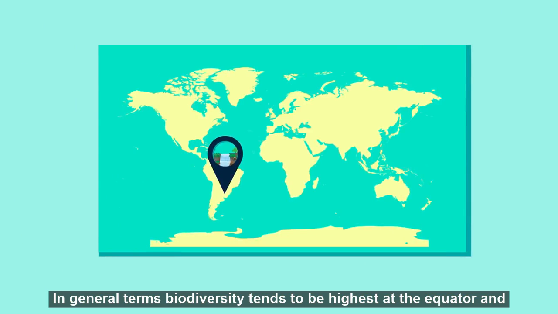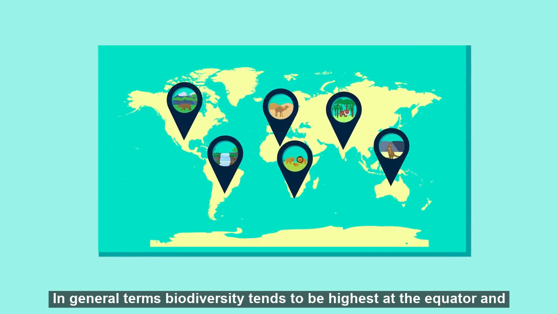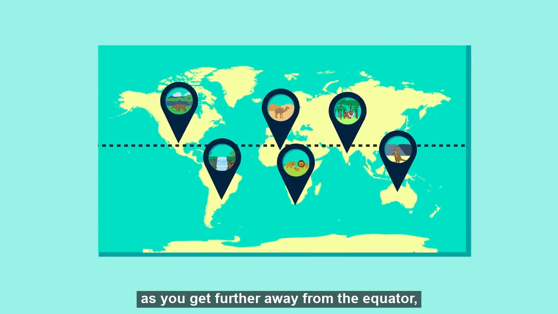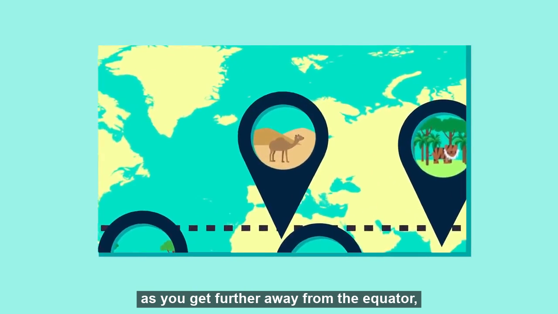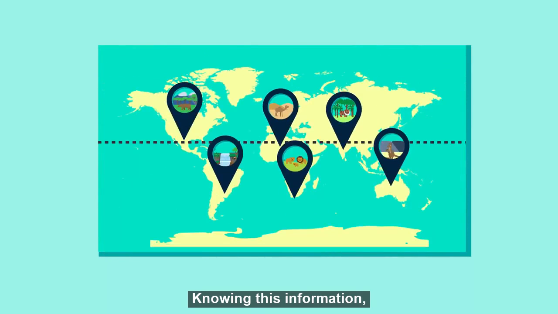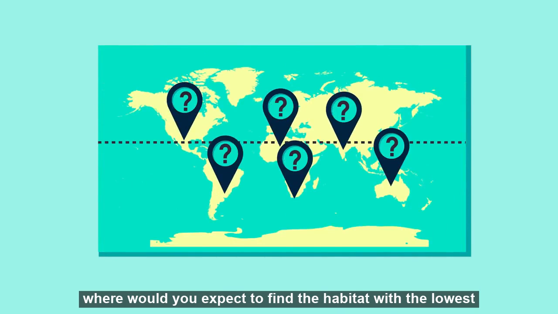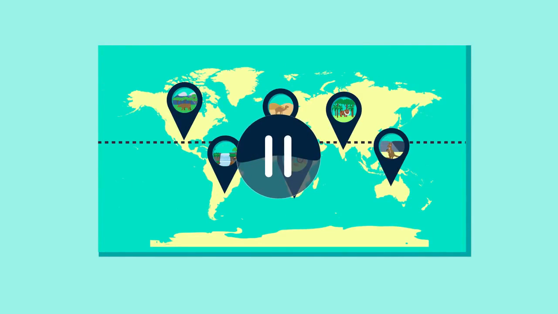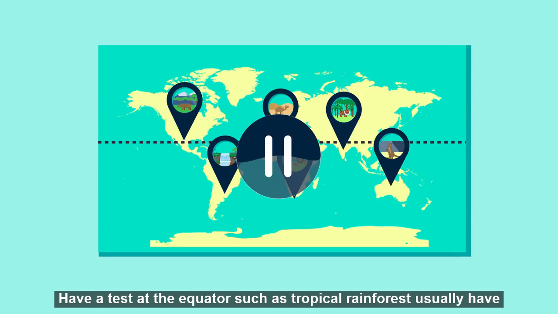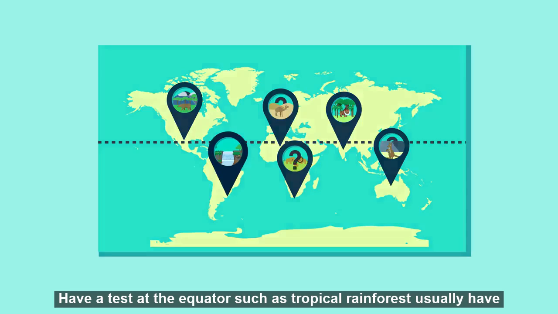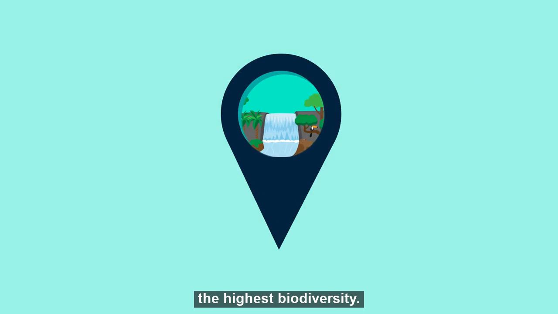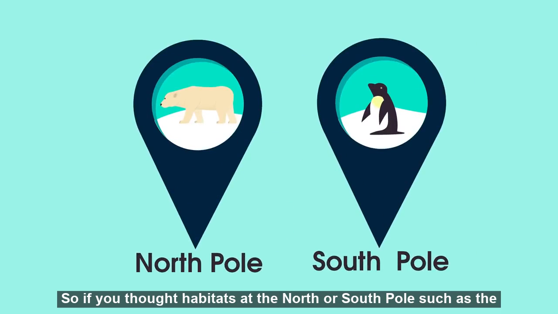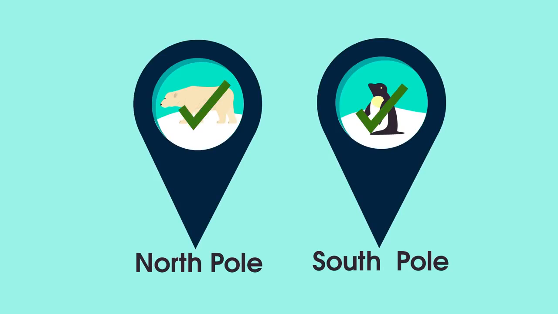In general terms, biodiversity tends to be highest at the equator and decreases at higher latitudes, i.e., as you get further away from the equator. Knowing this information, where would you expect to find the habitats with the lowest biodiversity? Pause the video and have a think. Habitats at the equator, such as tropical rainforests, usually have the highest biodiversity. So if you thought habitats at the north or south poles, such as the polar desert, you're correct.